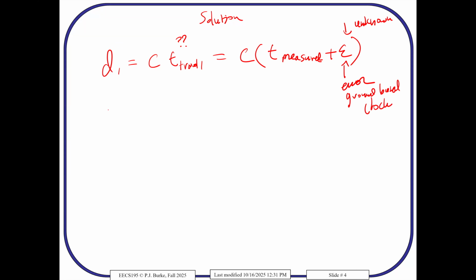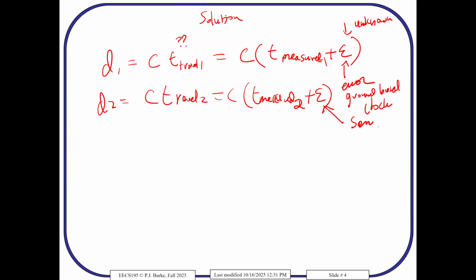Okay. D2 is C times T travel 2. This T measured 1 is C times T measured 1 plus the error. T measured 2 plus the error. But it's the same error, because we're measuring all 4 satellites at roughly the same time. So that's where the math comes in.